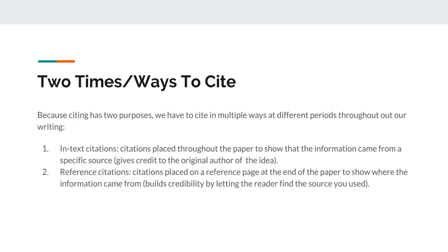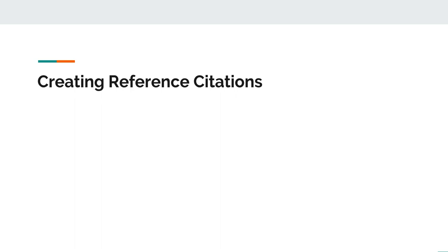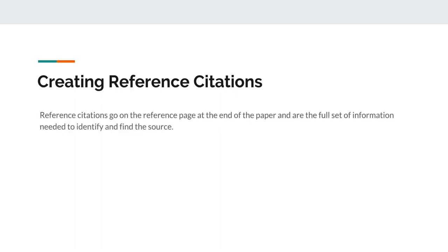But they're also the first citations we're going to make because we need to get the citation information down when we first find the source. So this citation type lets us build credibility by letting the reader find the source that we used. When it comes to creating our reference citations, they can be a bit tricky.